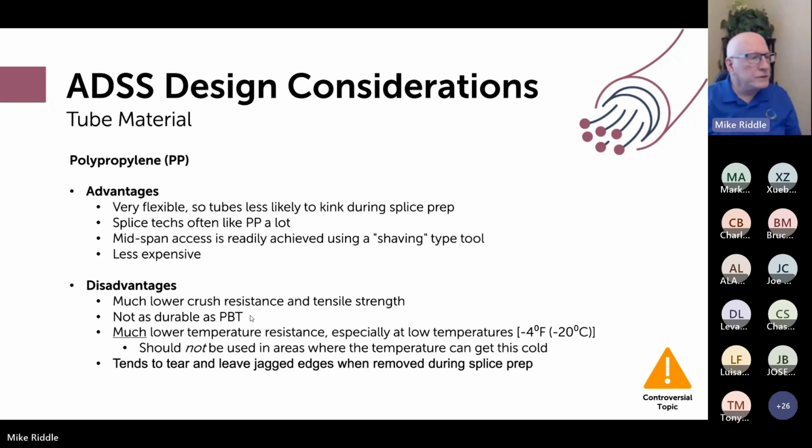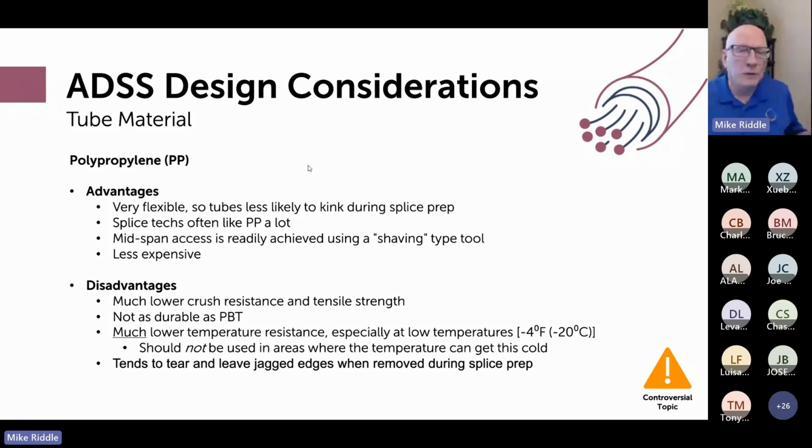It's not as durable, and it has much lower temperature resistance. So its properties will significantly change, and by change, I really mean degrade, if your temperature gets below 0 or minus 20 Celsius. In my opinion, you should not use polypropylene tubes in parts of the country or parts of the world where the temperature can get below this limit here. And when you're splice prepping, it tends to tear more and leave jagged edges when it's being cut during splice prep. So I think that's not good.